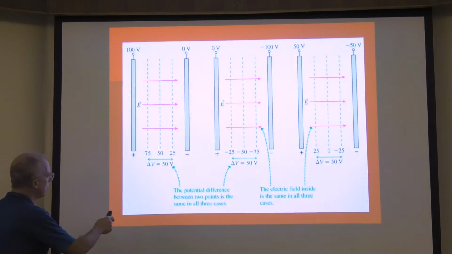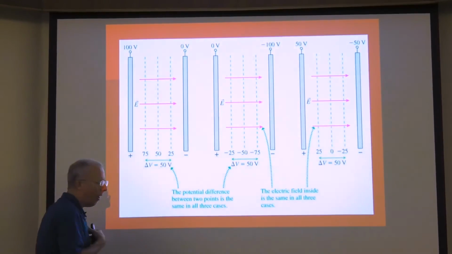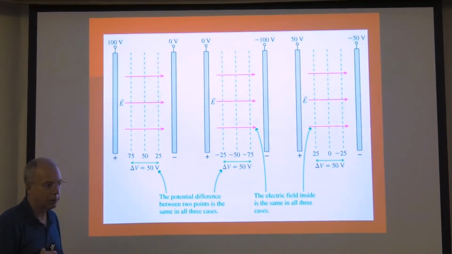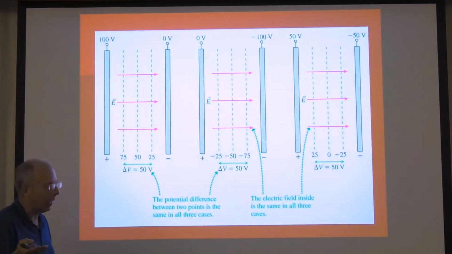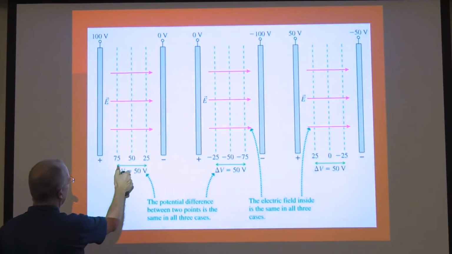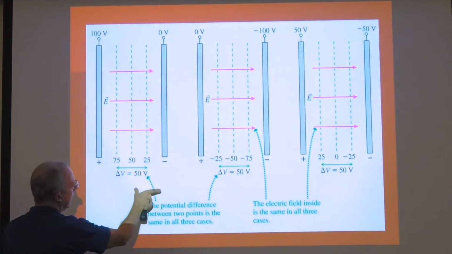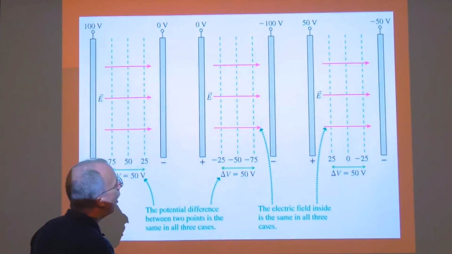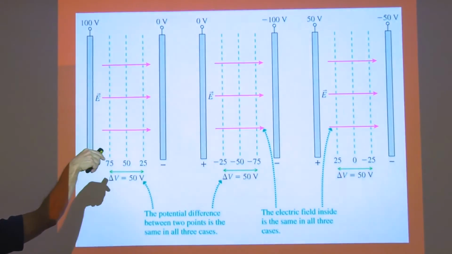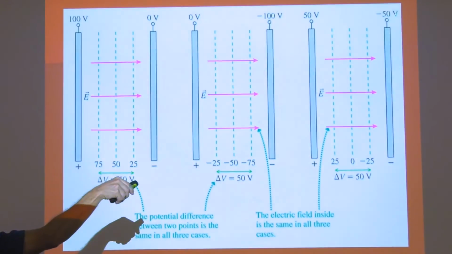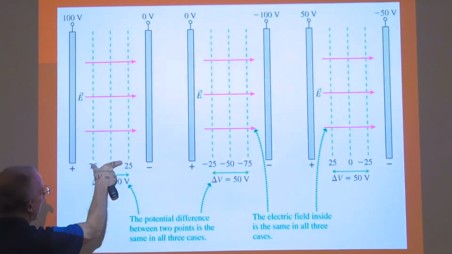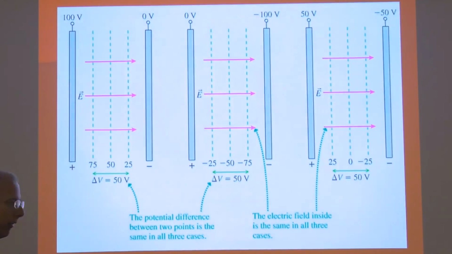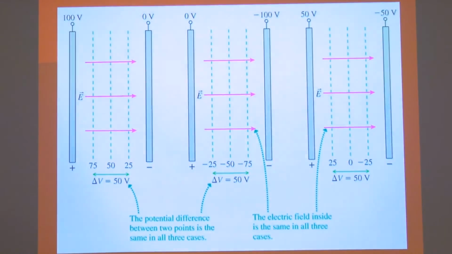This just shows that, again, all we ever care about is the change in potential. So we can always call our 0 point whatever we feel like. So we can see here, the delta V is 50, delta V is 50, delta V is 50. Even though we had 100, 0, 0, minus 100, 50, minus 50, the delta V is always the same, because that's the only thing that's physically significant, the delta V.